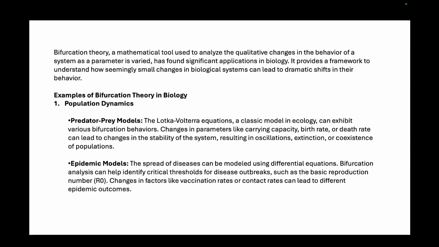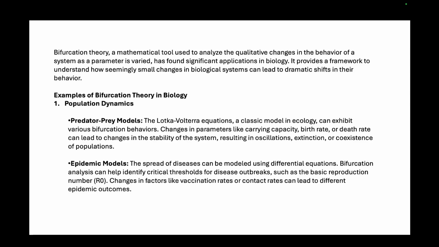So what are the parameters here? If you remember the predator-prey model, there was the carrying capacity, there was the birth rate, there was a death rate. So how changing these different parameters, how changing the carrying capacity can change your steady state, or the number of steady states possible, how changing the birth rate or the death rate can lead to changes in the stability of the system, resulting in oscillations, extinction or coexistence in population.